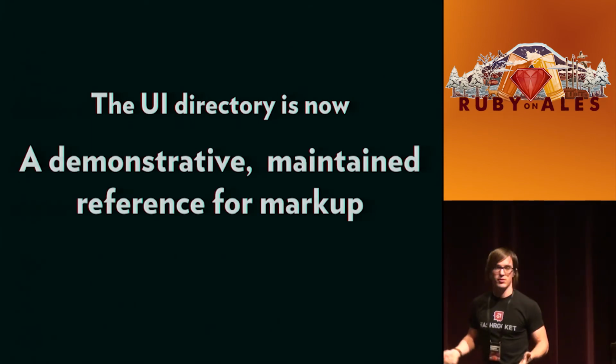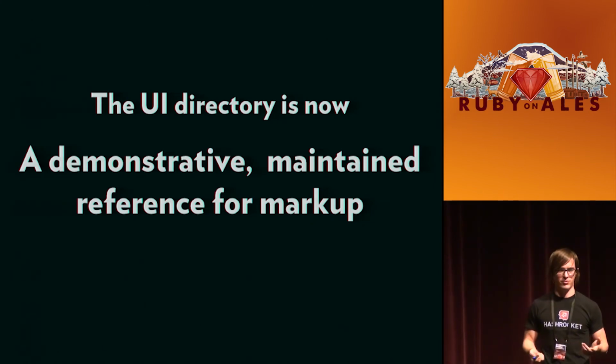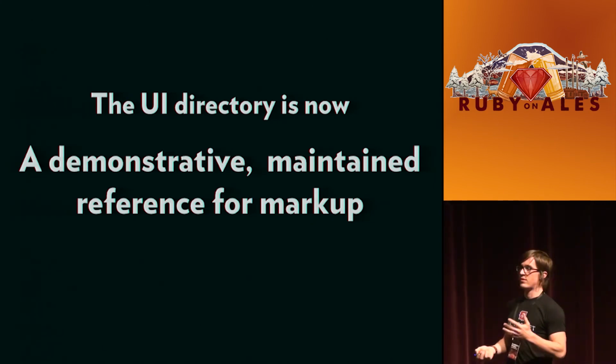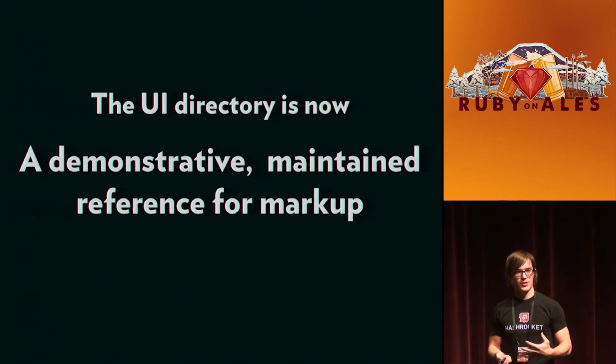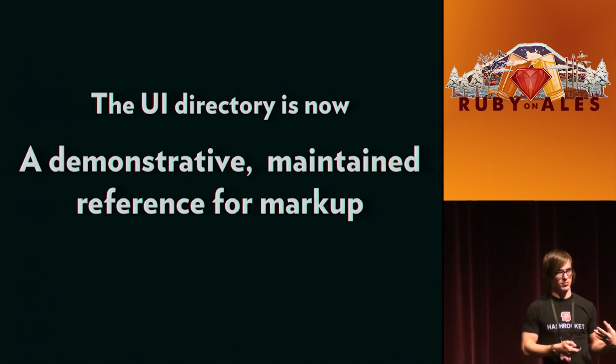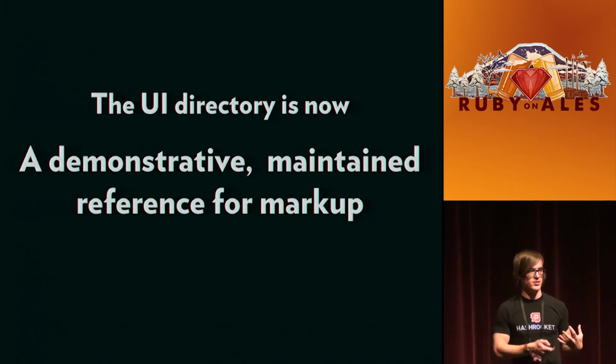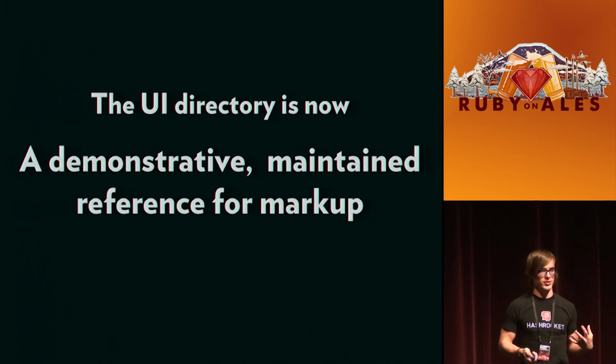So the UI directory is now a demonstrative, maintained reference for markup. It's still just a 12-line function that logs every YAML file in one directory and pushes out a list. But it stays. And when we make changes to the application, a lot of the time we're making our changes in the UI, and then the developer is applying them to the real view. So it's this living, breathing reference point as to what the intended look of a particular page is and what the intended markup is.